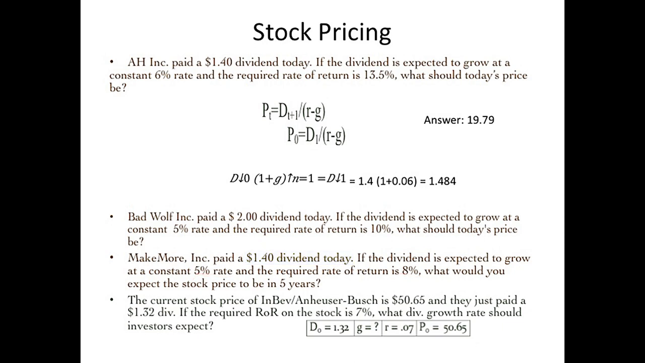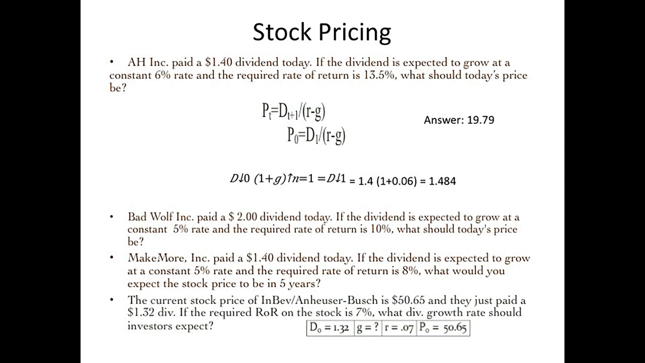Here's another example that says the current stock price of Anheuser-Busch is $50.65, and they just paid a $1.32 dividend, which is again code for D0. If the required rate of return is 7%, again, that's the R, what dividend growth should investors expect? So this is a slight twist to the problem, right? Here we are given everything else but G, and we are expected to solve for G.